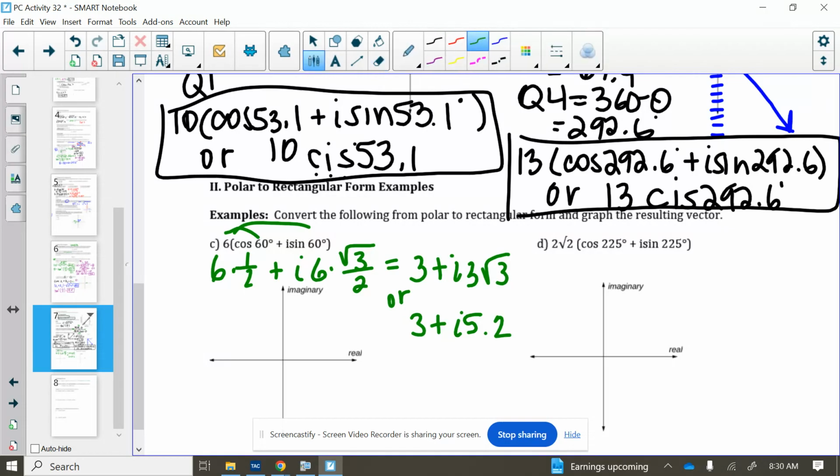So for this one, again, you're going to the right 3 and then up 5.2. So we see another quadrant 1 value for this one.